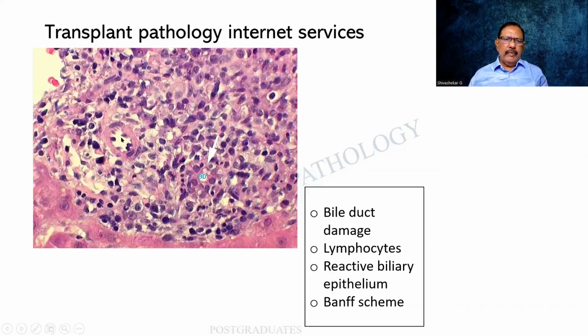Transplant. Here I find that there is almost a total destruction of the hepatic globules. And there is a dense cluster of lymphocytes and a few plasma cells. Reactive biliary epithelium can be seen. The BANFF scheme is one method by which we can grade this rejection.